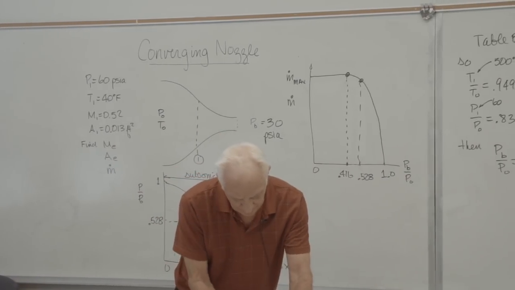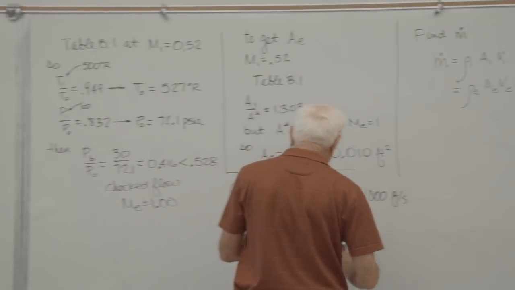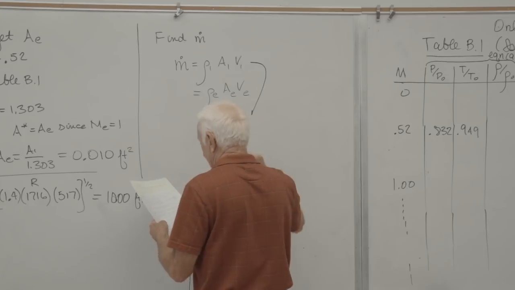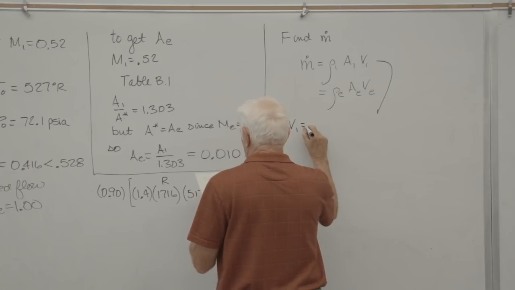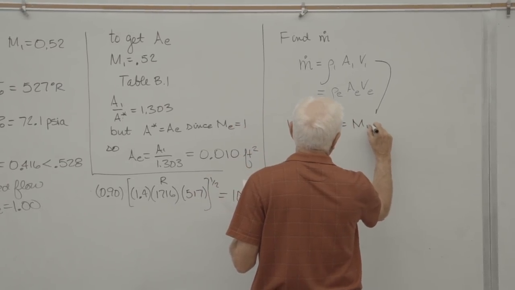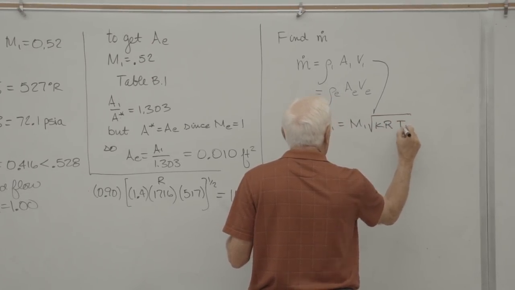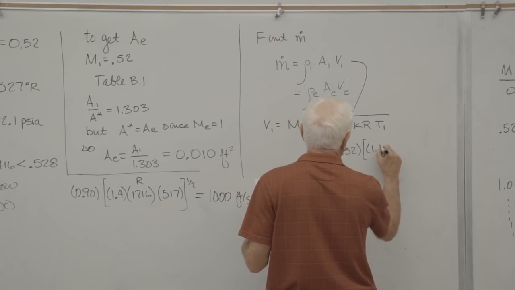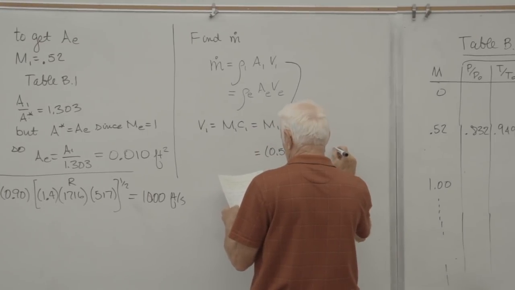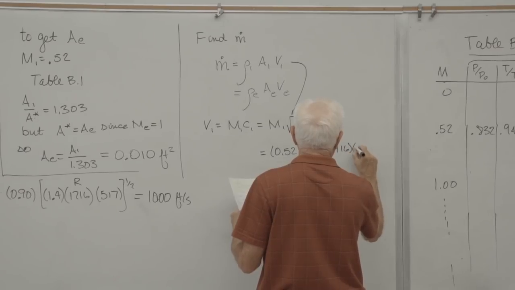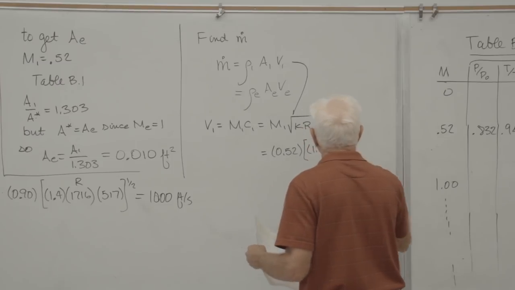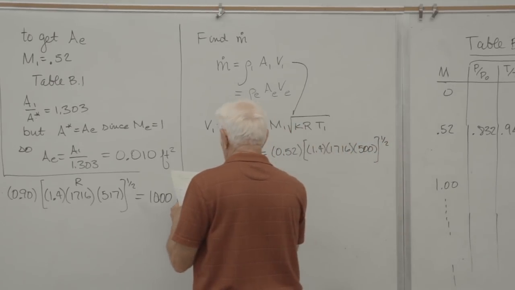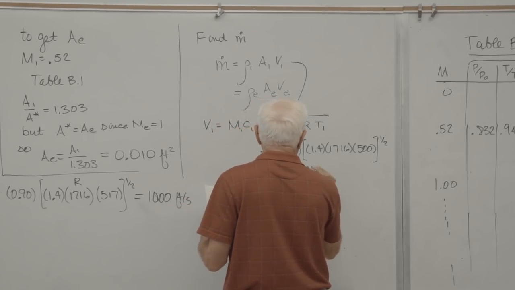Okay, so here's what I got out of this. I think I used this guy up here. Okay, so I use this one. So V1, just like we did before, is equal to the Mach number at 1 times the speed of sound at 1, the Mach number at 1 times the square root of KRT1. And that's equal to the Mach number 0.52, square root of K is 1.4, R is 1716, T1 is in degrees R, so 500. Square root, so the velocity at location 1 is 570 feet per second.